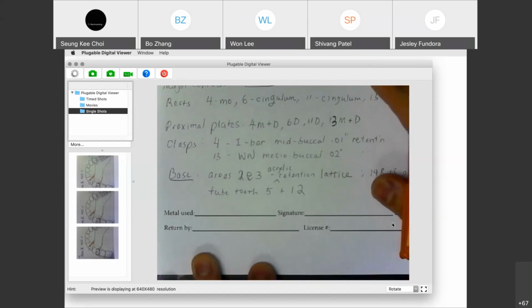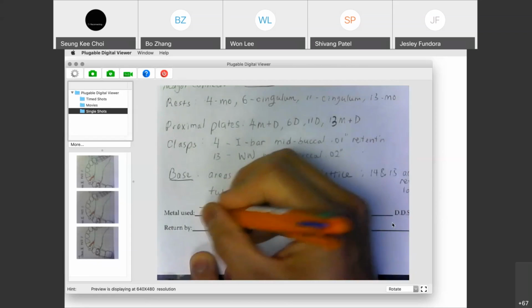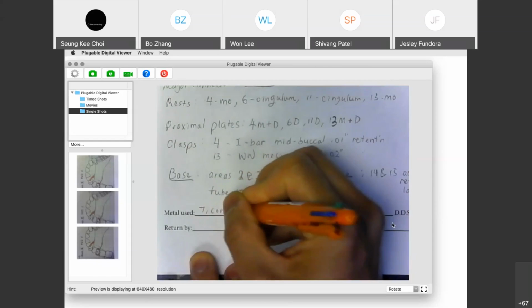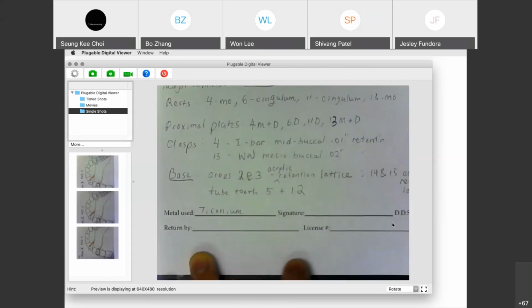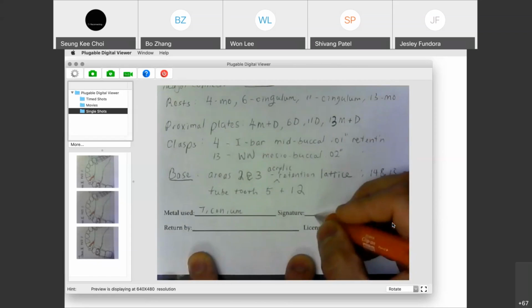Metal used. I still remember some of these answers were very creative. I had diamond, I had zirconium, I had titanium. Do you all remember what metal we use at our school at the least? Zirconium. Vitalium is another for that, but just keep it simple. Zirconium. Okay. My signature.